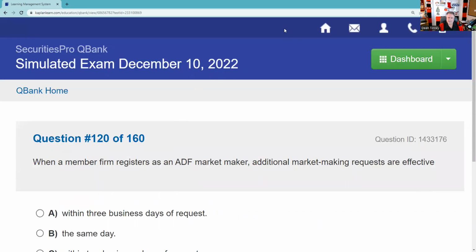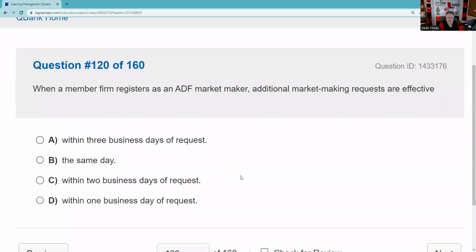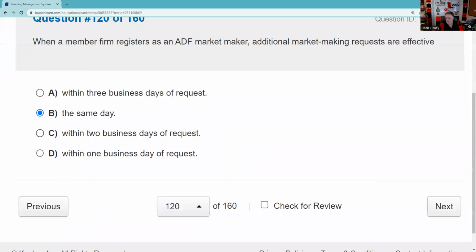Question 120. When a member firm registers as an alternative display facility market maker, additional making requests are effective the same day. The same day.